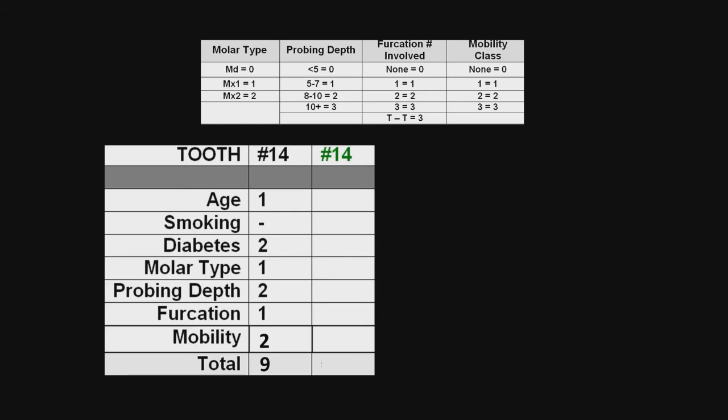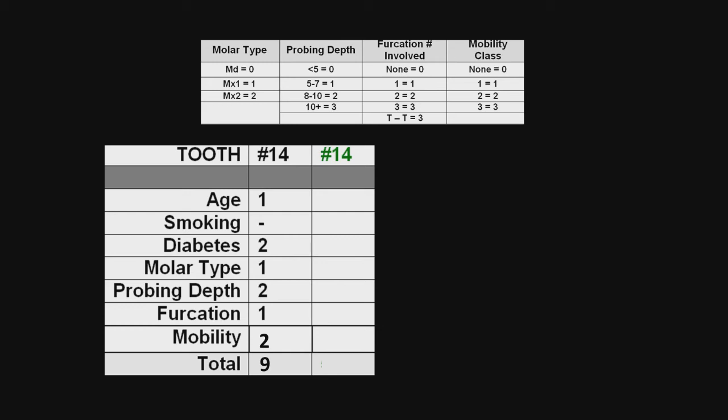Now let's score patient number 3. Age is a 1, smoking is a dash, diabetes is a 2 because at this initial exam we do not have the A1C score. The molar type is a 1 because we're going to score number 14, and we'll discuss that when we discuss treatment options. Interestingly enough, there's only one furcation, and that's a distobuccal furcation. So there's one furcation. Mobility, we are somewhat concerned about, so that's a 2. So the patient scores a 9.